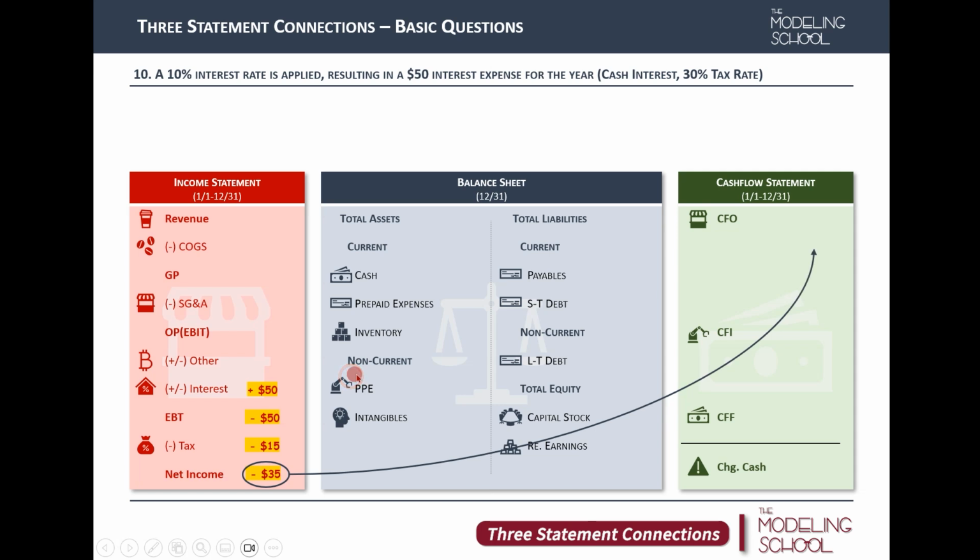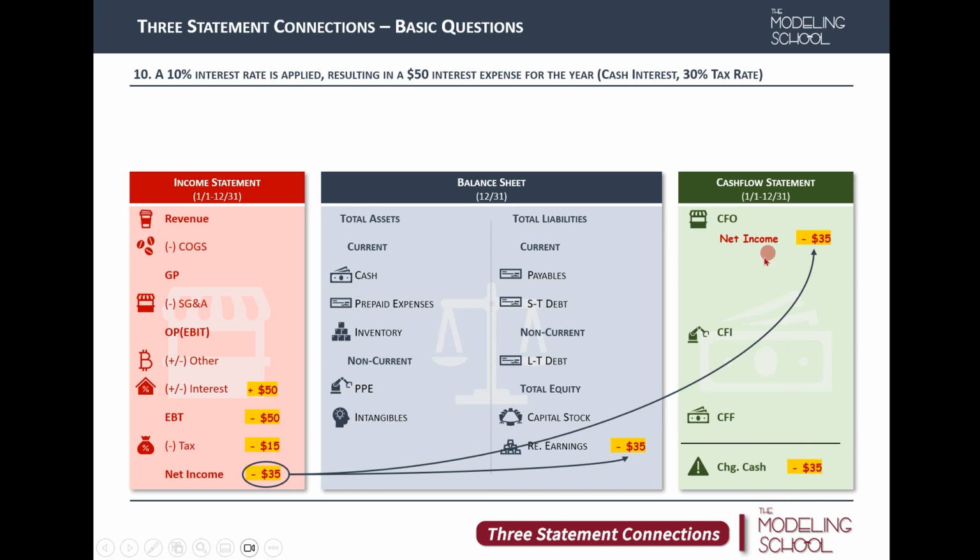As usual, we're going to set net income as our starting point of the cash flow statement, and it's also going to affect retained earnings by negative $35. And this time the actual change in cash is exactly $35. That is, interest payments worth $50 have been made, and tax worth $15 has been saved, so it matches exactly the amount of net income.